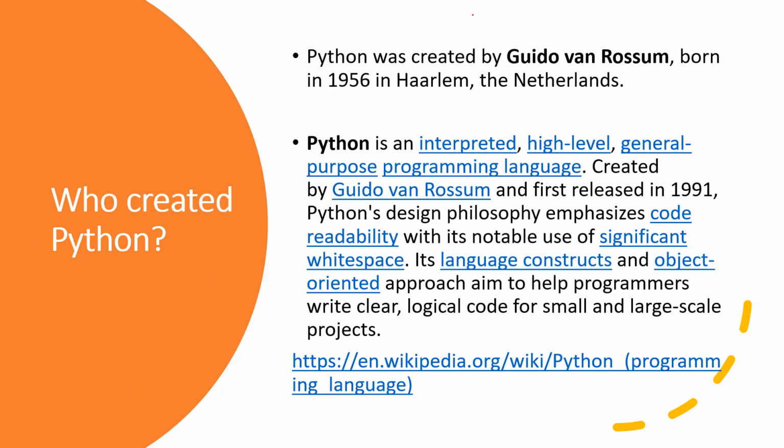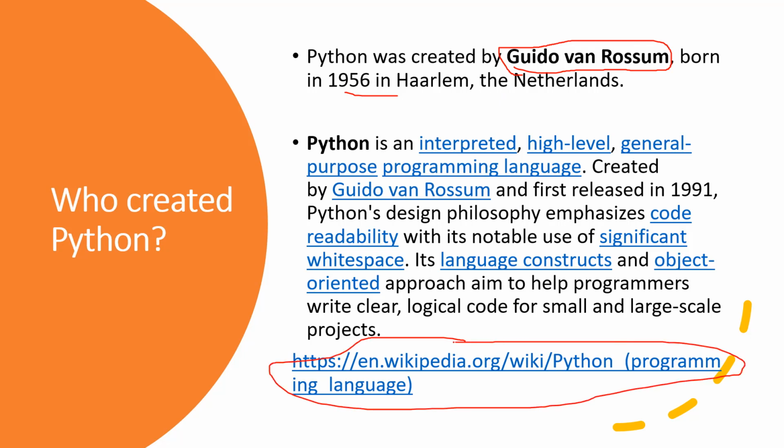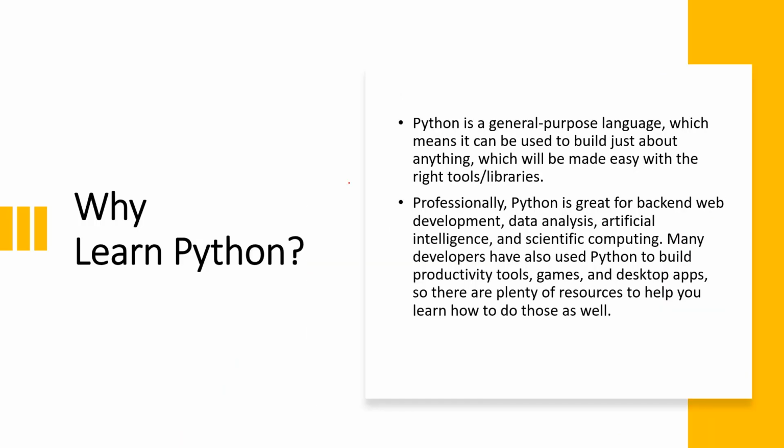Python was created by this gentleman, and it was one man's work. He was born in 1956 in the Netherlands. And here is the definition available on Wikipedia: an interpreted, high-level, general-purpose programming language created by Guido van Rossum in 1991. That is who created the Python language.